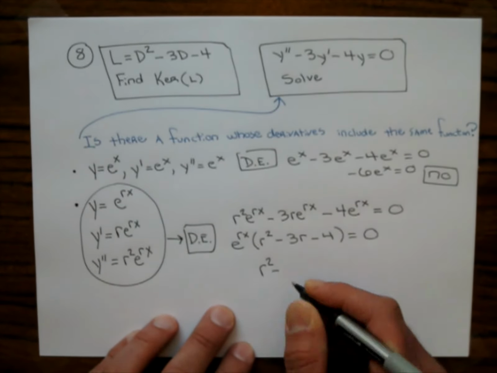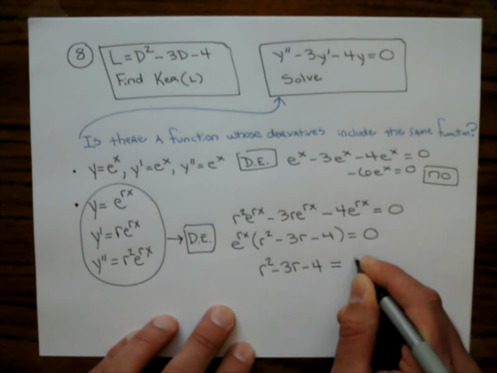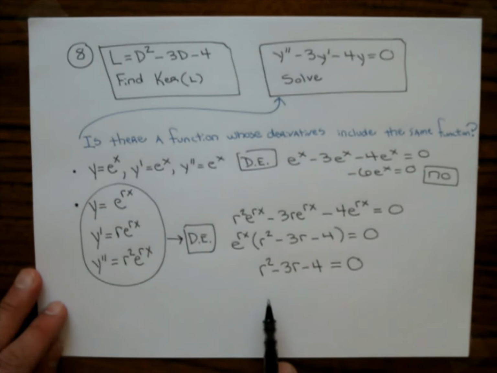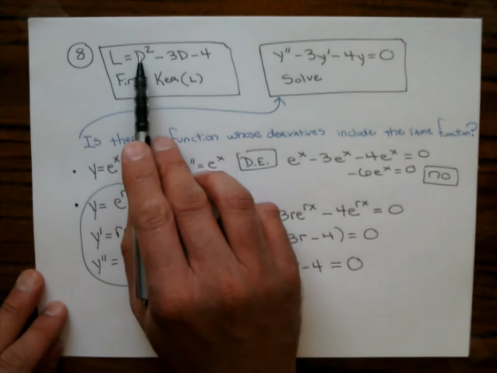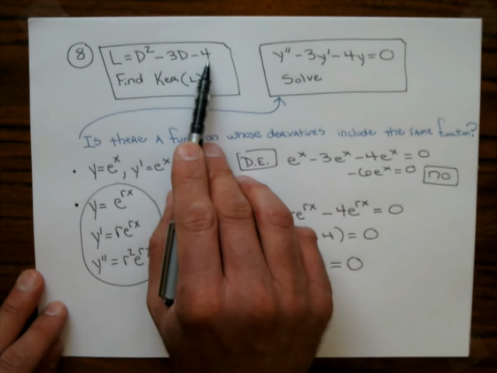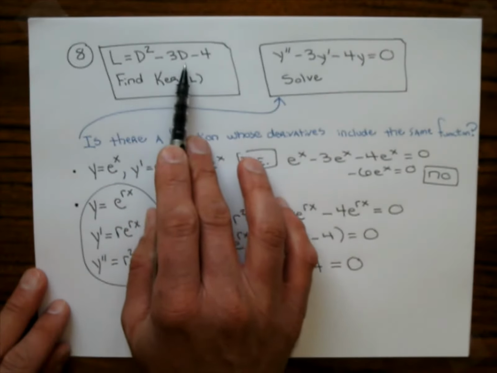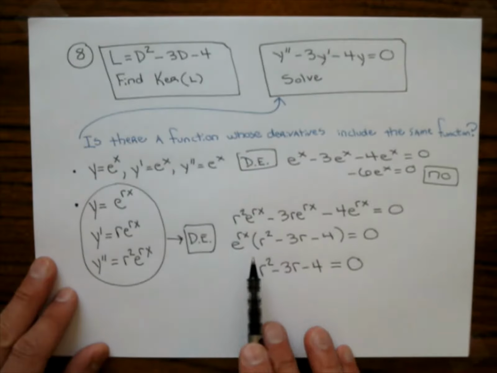And so, look what we have. This guy right here has to equal 0. Now look around this piece of paper here. Where do you see something that reminds you of r squared minus 3r minus 4? Right up there: D squared minus 3D minus 4. Look at that, it's the same thing. So the next time we get another one that's similar to this, where it just has D's and constants, we can jump right to this.